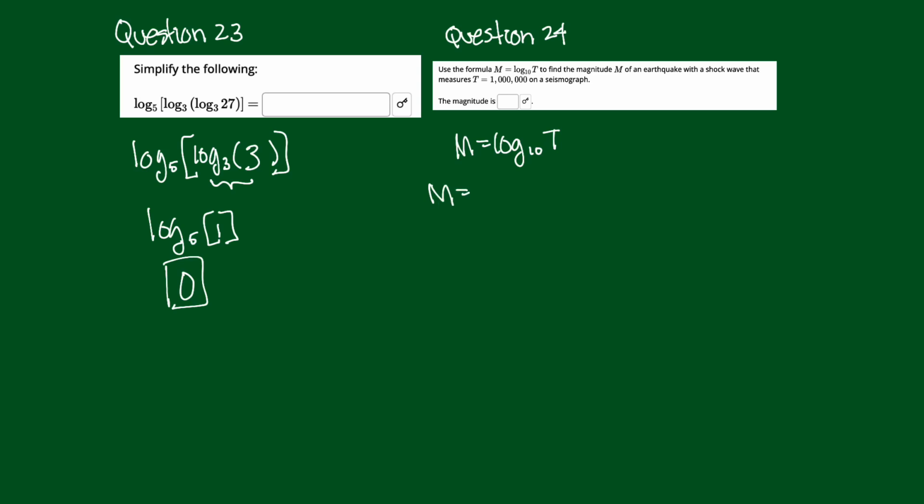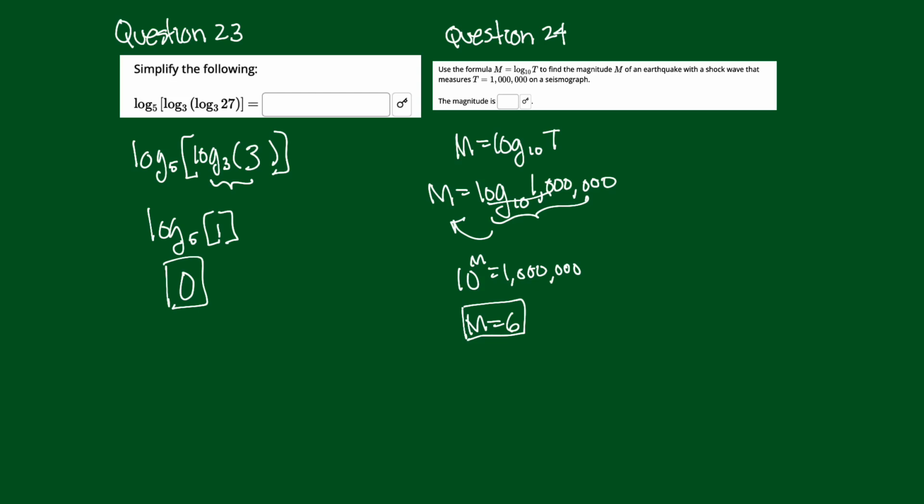M is equal to the log base 10 of 1,000,000. So log base 10 of 1,000,000 is equal to some number, all right? It happens to be equal to that number m. The logarithm is the exponent, all right? So I'm going to have that m is the exponent. That's going to go on the base. 10 to the m is equal to 1,000,000. All right, so what power are you going to raise 10 to get to 1,000,000? It's 6. So this would be a magnitude 6 earthquake.